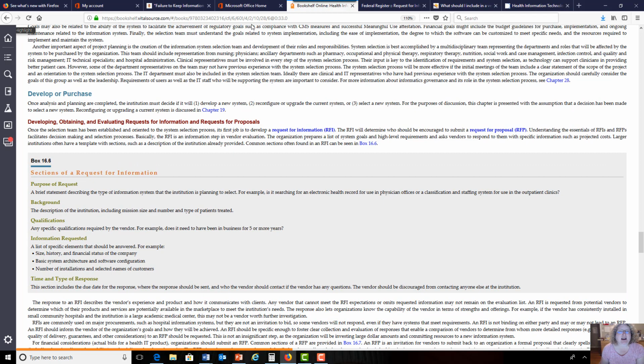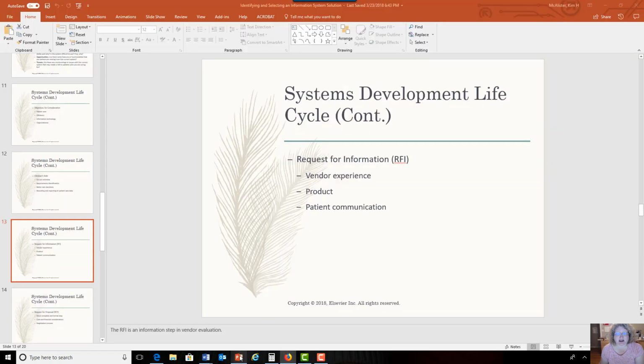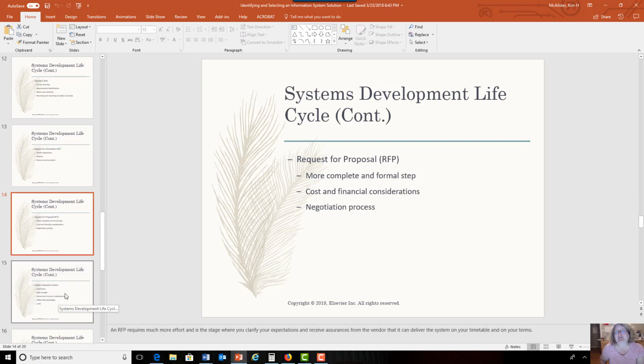Now, an RFI is non-binding. This is not a contract. You're just trying to communicate and tell people we're looking for this and we want information from you. And after you get that information in, then you're going to narrow down the potential vendors to a handful of selections. And you're going to contact that vendor and ask them where their systems are in place, and you're going to arrange a site visit.